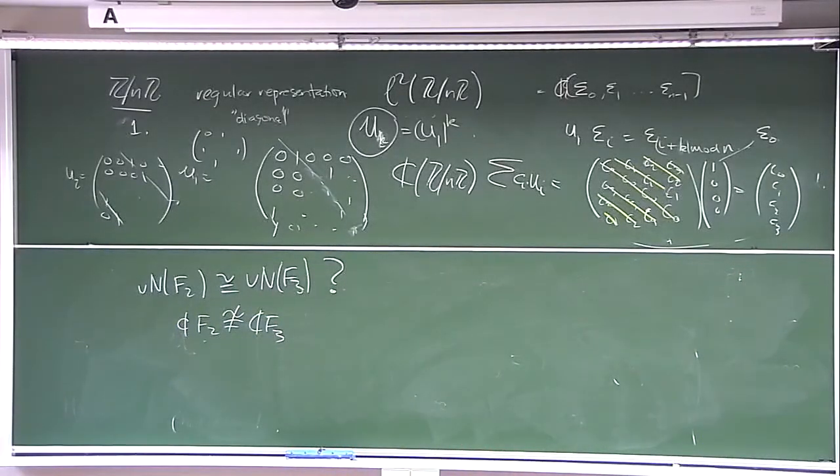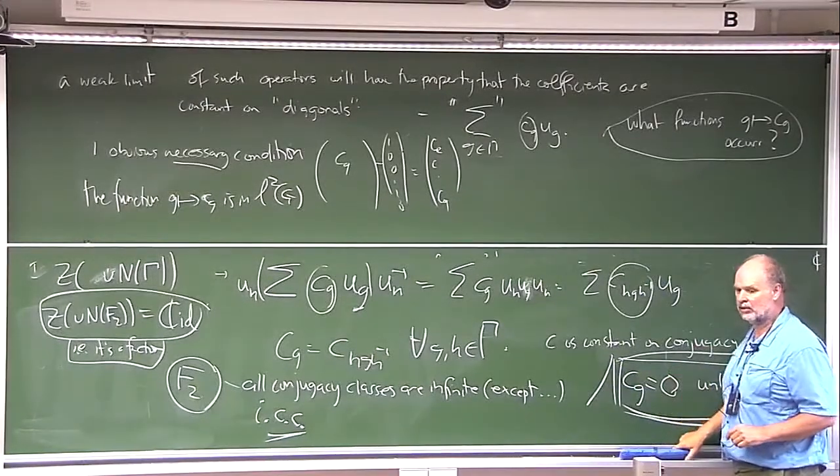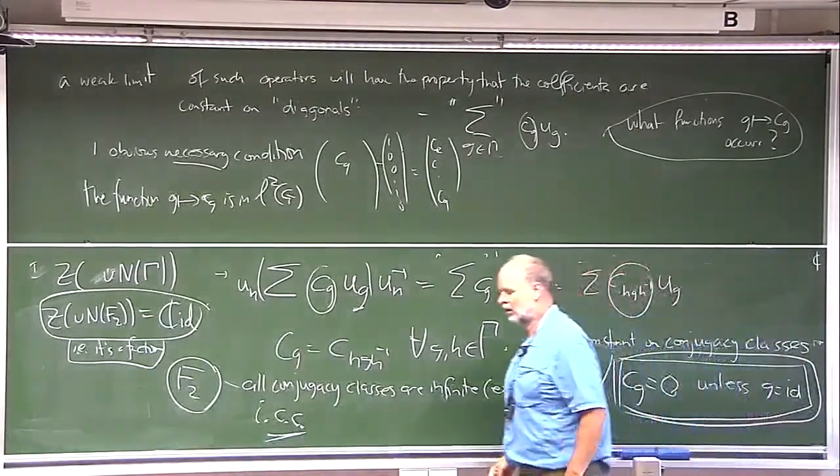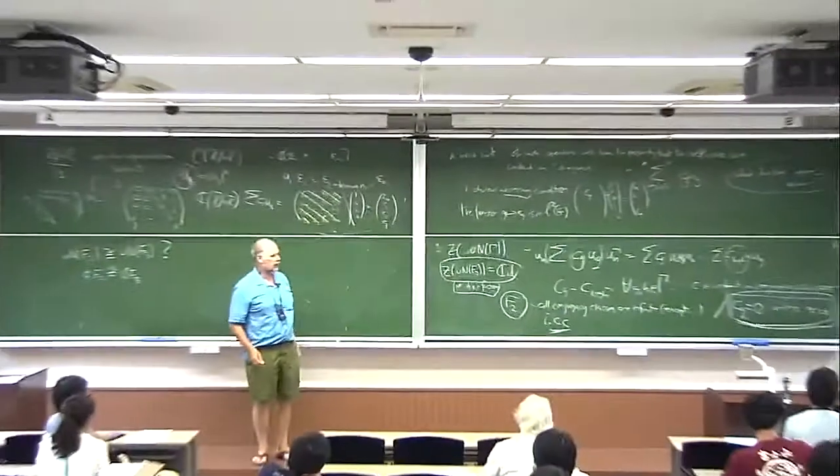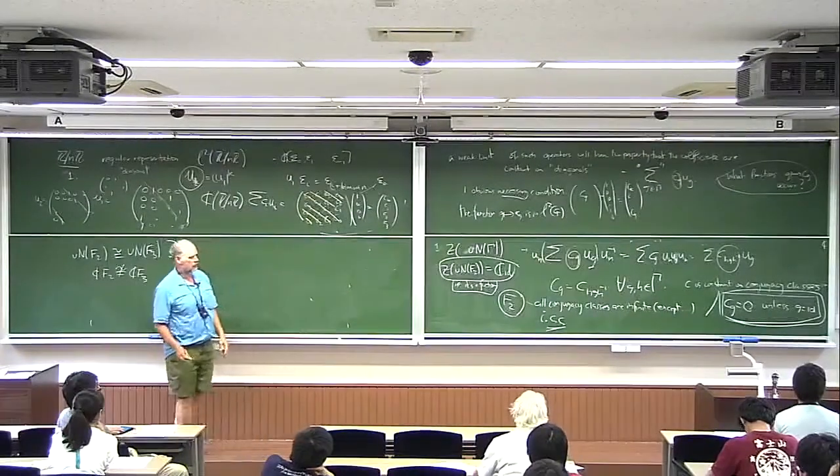And so we're immediately back at this problem here. What functions G to CG actually occur? So the difficulty of this question is a reflection of the depth of that question, of the depth of Fourier series in this non-commutative situation.